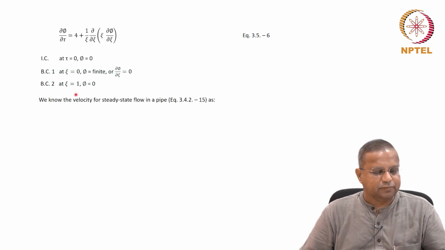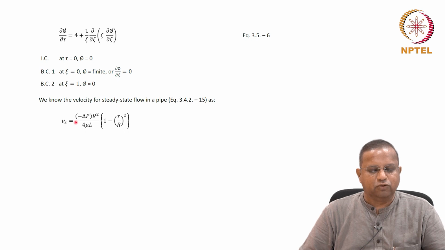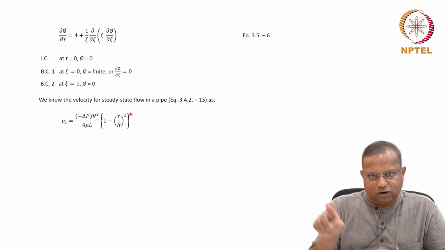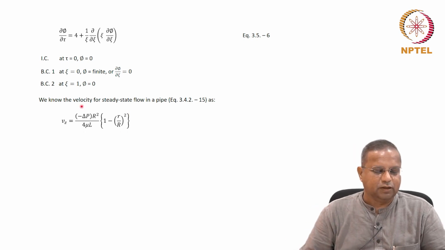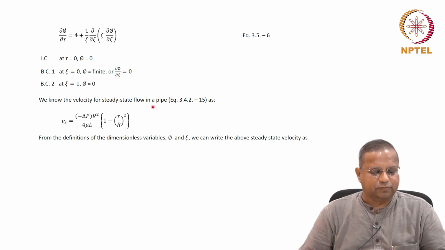So here we know that the velocity for steady state flow in a pipe is something like this. We already know this from our earlier derivation. Vz equals minus delta p R squared by 4 mu L, 1 minus r by R squared. Okay, the parabolic velocity profile that we got for laminar flow in a pipe. So this is the steady state velocity profile.